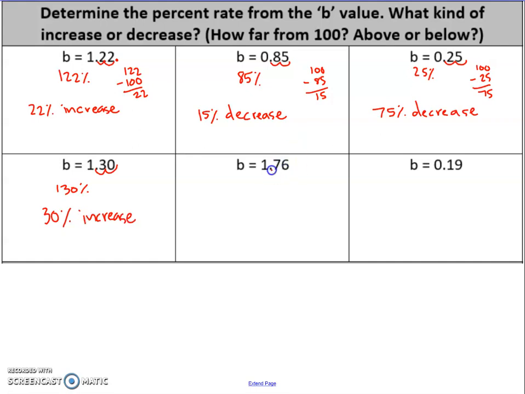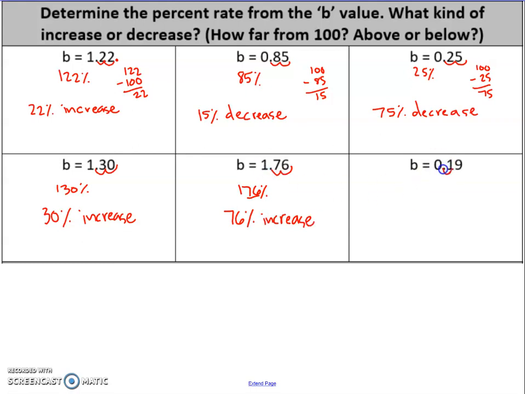Okay, feeling it. Here we go, move it. I have my percent. How far above 100? 76. I'm above. This is an increase, which matches my B value because it's greater than 1.